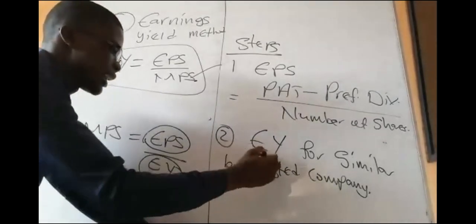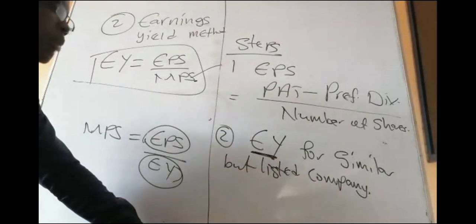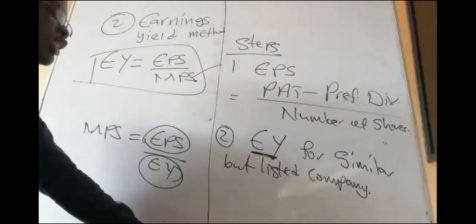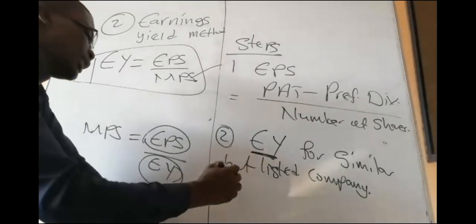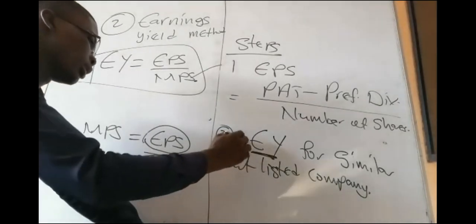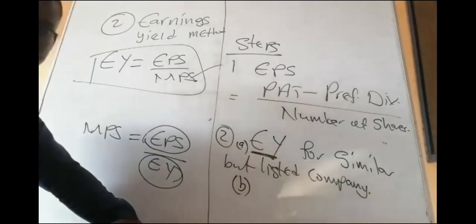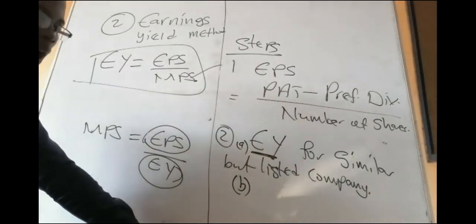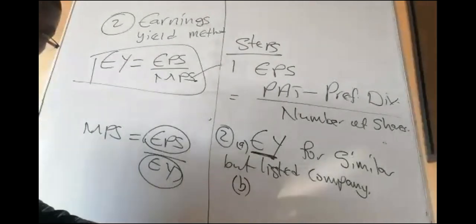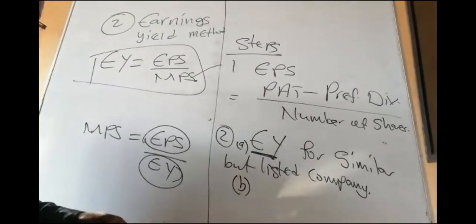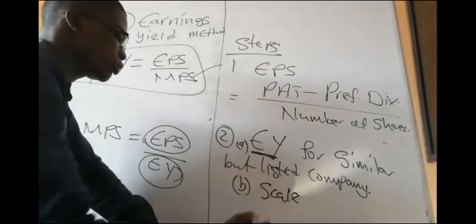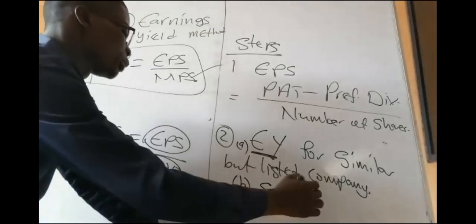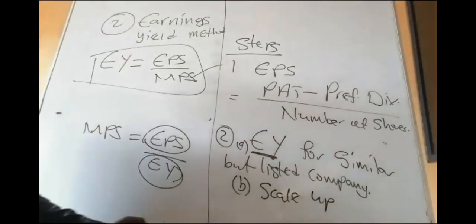So first get the earnings yield for a similar but listed company. Then, B, you scale it up. Scale it up by assuming a risk factor.